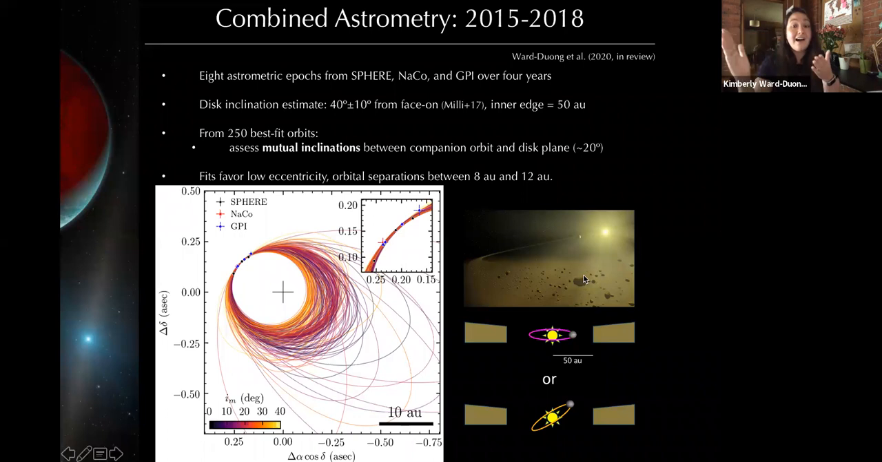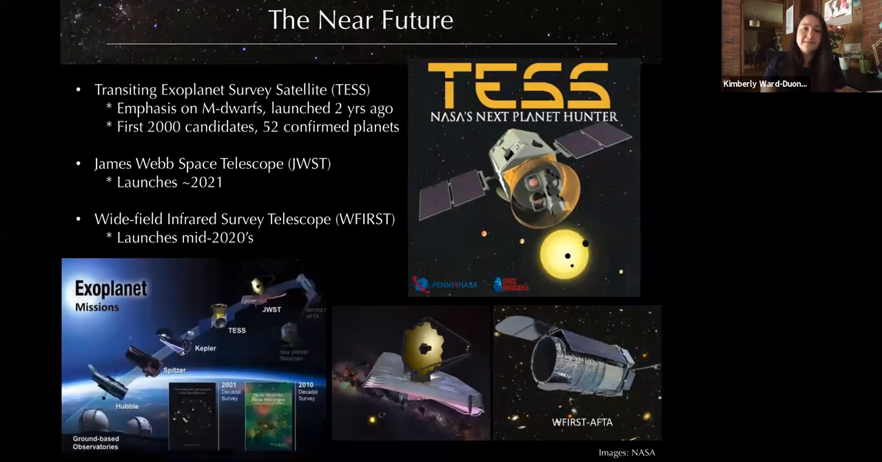So that's a lot of space where we don't think the planet is dynamically carving the interior of the ring, but there might be space for additional planets. So that gives us a lot to look forward to in the near future, using these techniques on more M-dwarf systems.